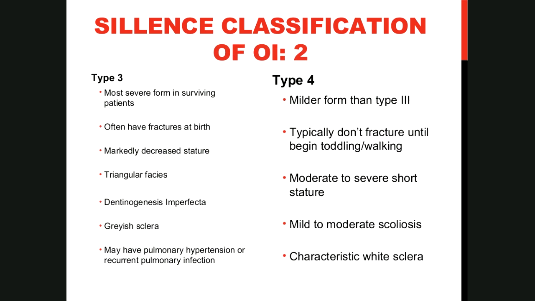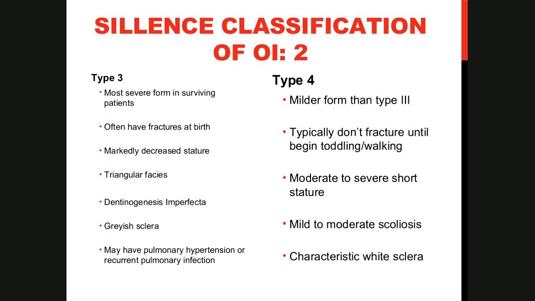Type 3 OI is the most severe form in surviving patients. So again, fractures are often present at birth. There's markedly decreased stature, triangular facies. Dentinogenesis imperfecta may be seen in about 40 to 80% of children who have type 3 or type 4 OI. And they also have pulmonary disease, though not quite as severe as children with type 2 OI.